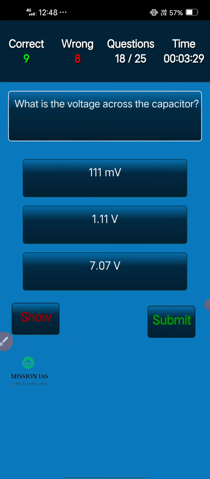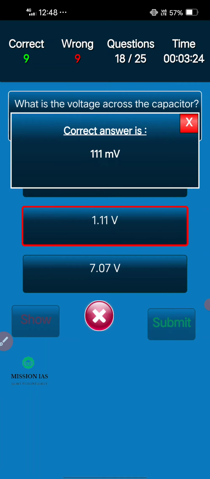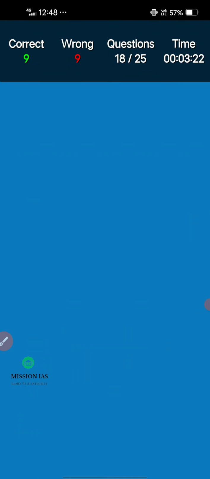Okay, that you have to keep in mind, that a capacitor has infinite reactance. So then, what is the voltage across the capacitor? Here again the figure has been missing, so let me choose it randomly. It is 111. So then we'll be going for the next question.